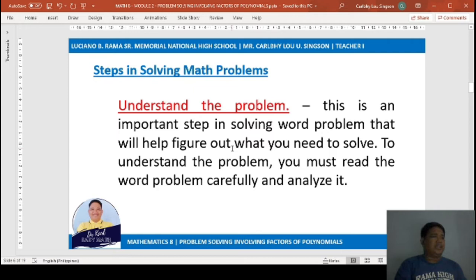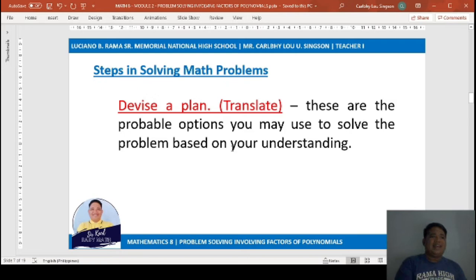The second step is to devise a plan or translate. These are the probable options you may use to solve the problem based on your understanding. Since you have understood the problem already, the second step is for you to translate it and make it into mathematical expressions, so that you could solve it later on.